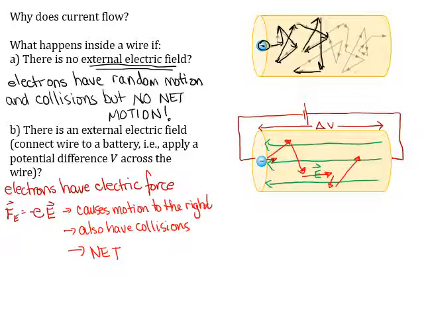Okay, where was I? So there is a net motion of the electrons to the right, and the speed of that motion is what we call the drift.